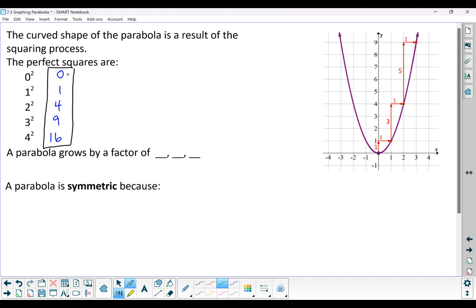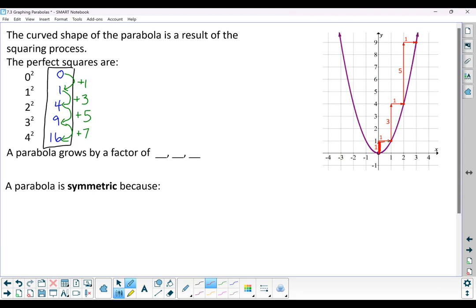So I want to think about how the perfect squares change. So to go from 0 to 1, I add 1. To go from 1 to 4, I add 3. To go from 4 to 9, I add 5. To go from 9 to 16, I add 7. So each time I'm adding the next odd number. And this is how parabolas grow.